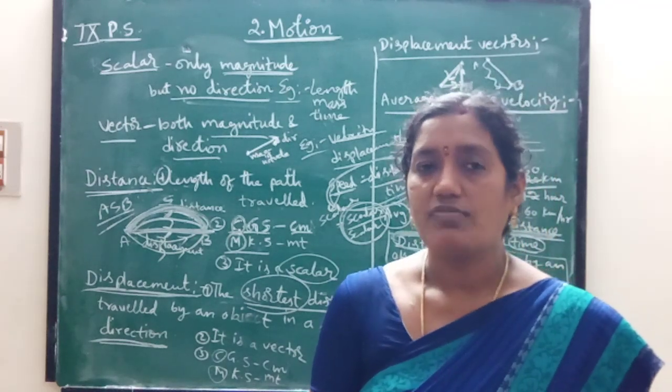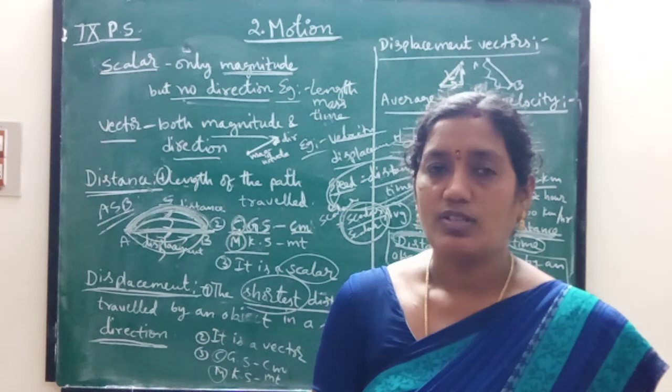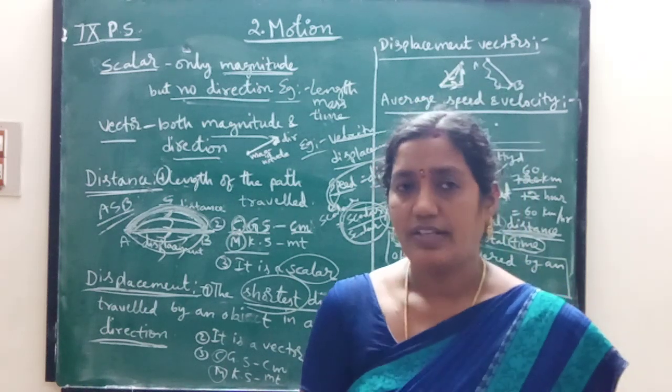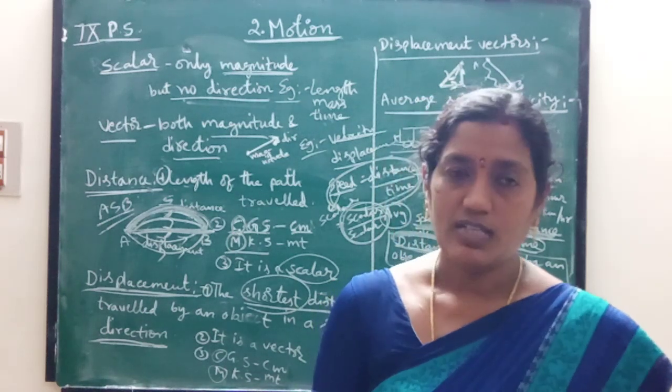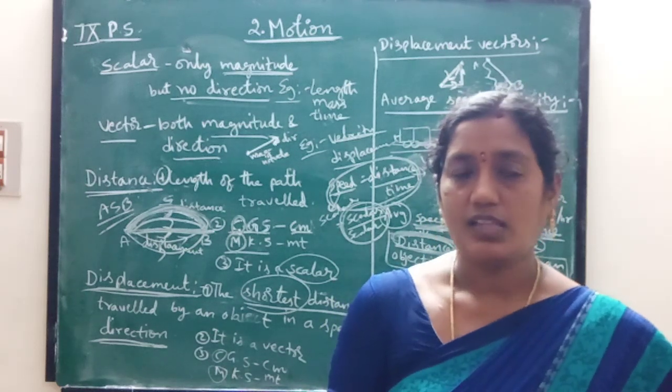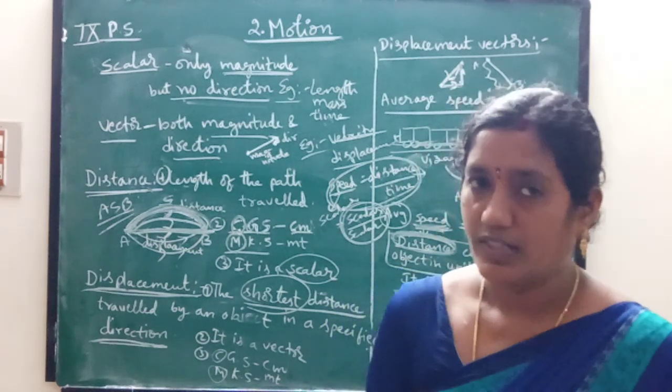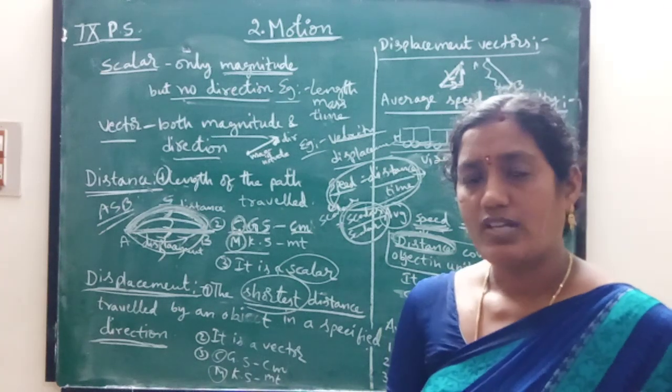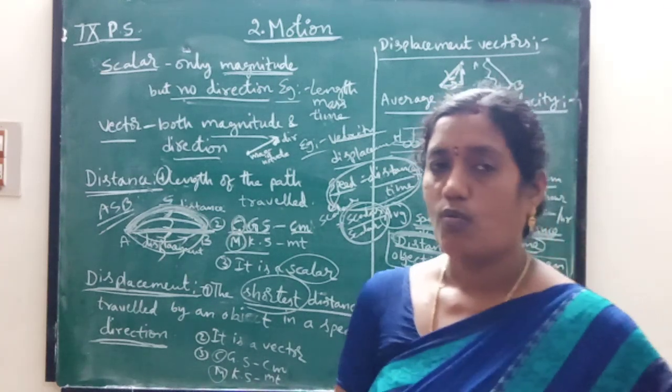What is the formula for speed? Speed is equal to distance by time. Say, children, again, speed is equal to distance by time. Distance is scalar, time is scalar, so speed is a scalar quantity. So average speed is also a scalar quantity.